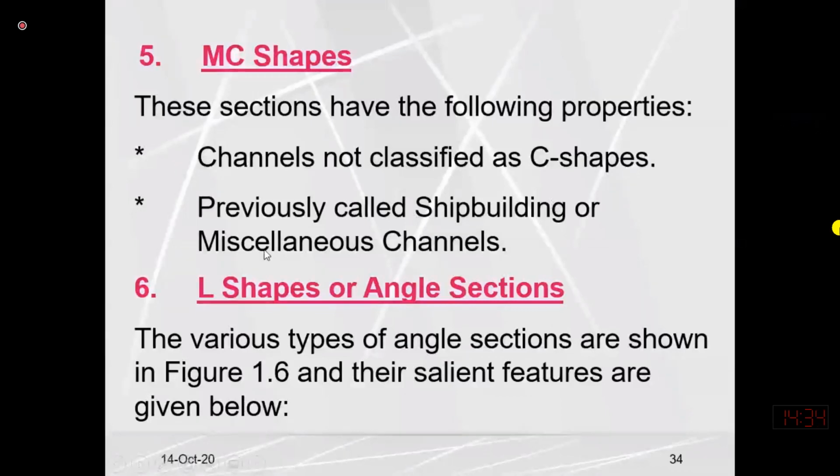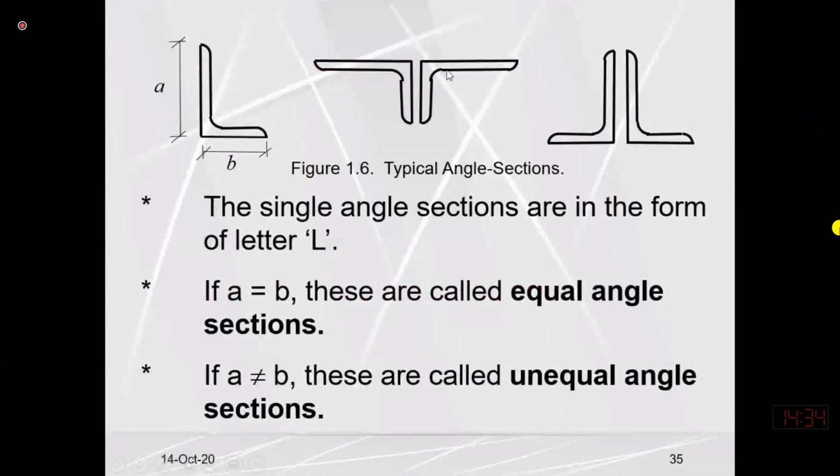Then we have the angle section. In angle section, we may have a single angle or we may use angles in combination. This is the double angle. We have two legs of the angle section. One may be referred to as A, another as B. A and B may be the same. If the length of both legs is the same, this is referred to as equal angle section. If A and B are not the same, if the two legs are of different lengths, then this is referred to as unequal angle section or unequal leg angle section.